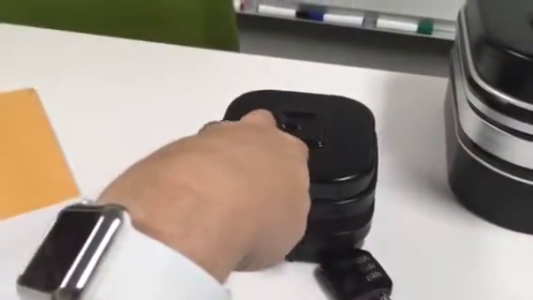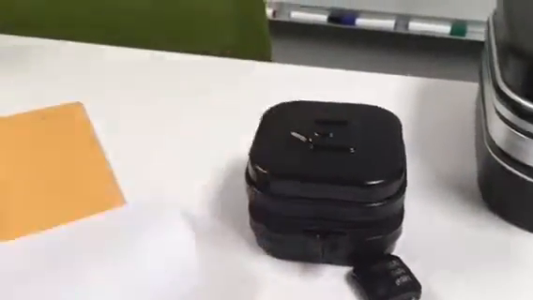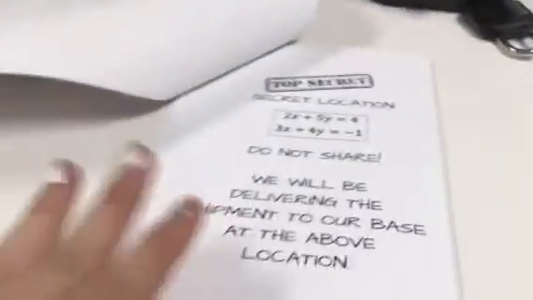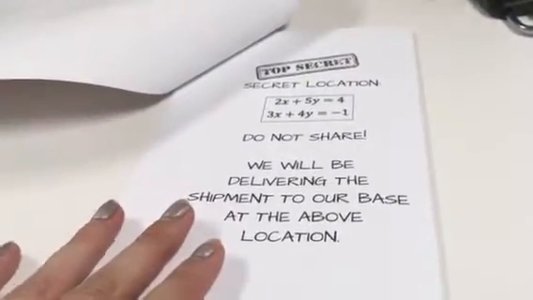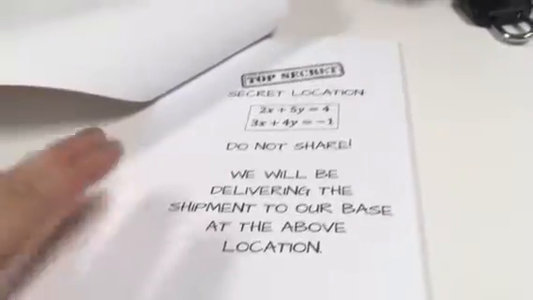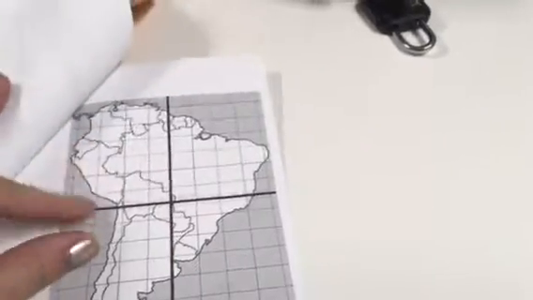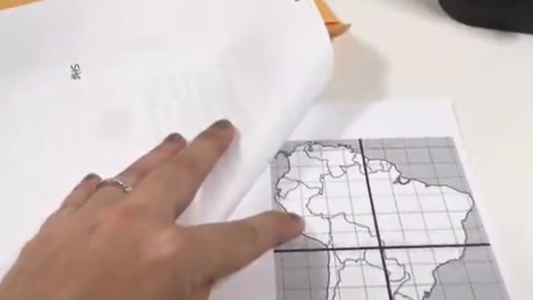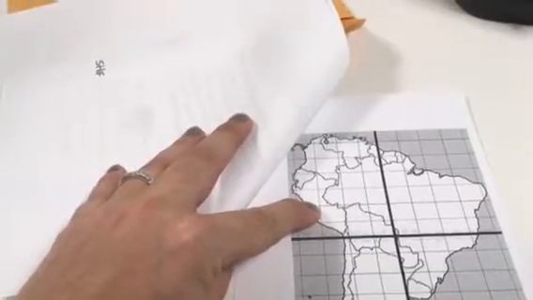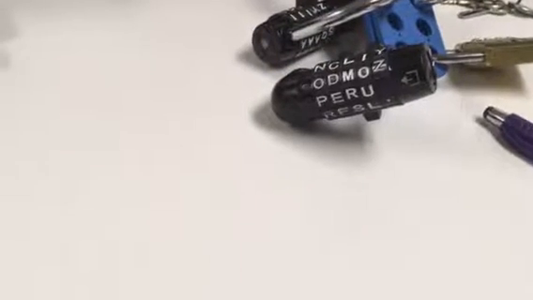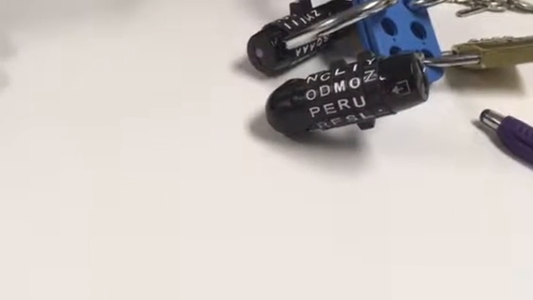And when they open it, they get another QR code and the UV light, which I'll get to in just a second. They also have some more clues. This is a secret location. If you solve the system, it gives you the point 3, 2, which ends up being located in Peru. Peru is the combination for the word lock. So when they put in Peru, it's going to open it right up.